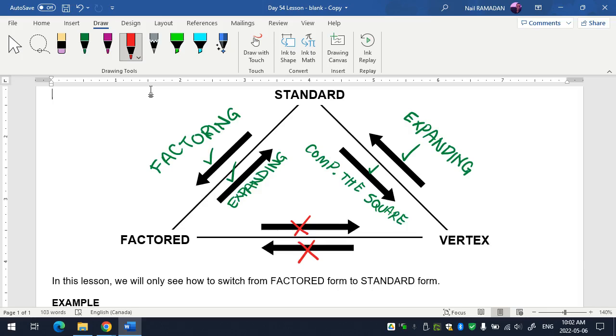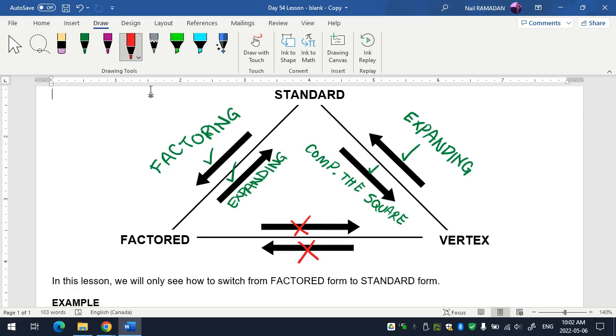Yeah, thank you. You have got to go through what? Think about it. If you cannot go directly, then you have to take a what? You have to take a detour. If you want to go from vertex to what? You have got to go from vertex to standard by what? By, and then from standard to factored by.